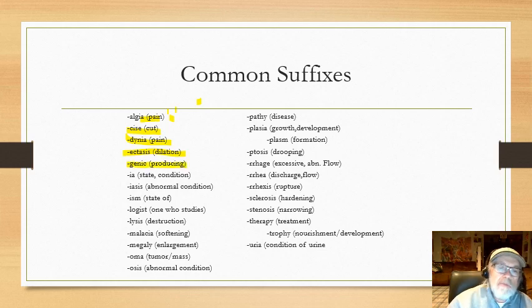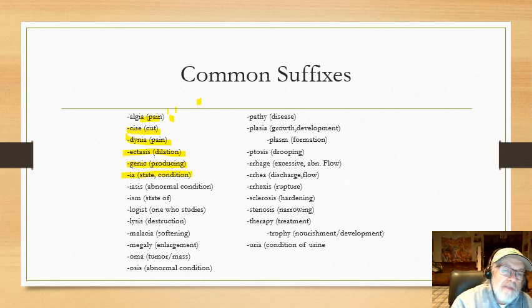Genic means producing. There's a type of cancer called an osteogenic sarcoma. Oste/o means bone. And I could say osteogenic because osteogenic sarcoma actually is a bone tumor where the bone gets changed, where bone is produced. So genic means producing, okay?